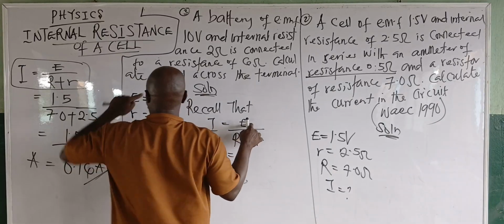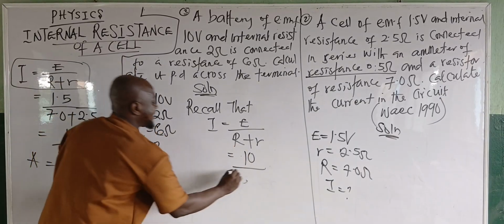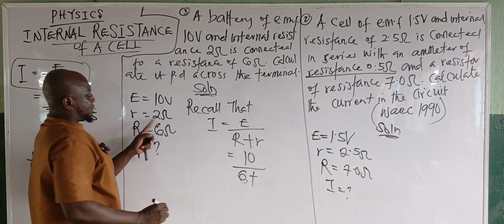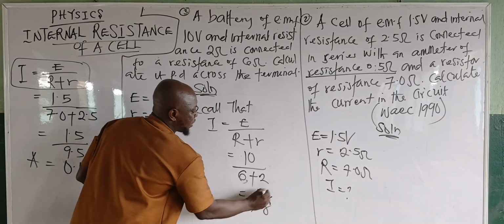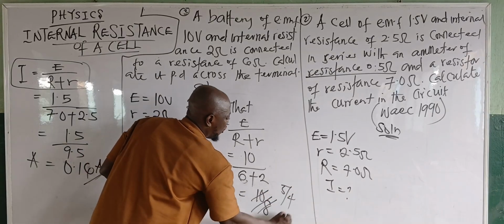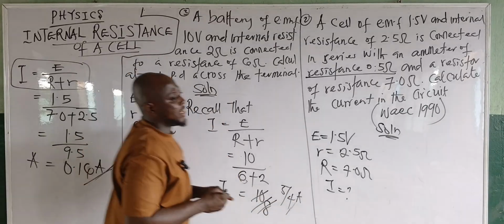So what is my E here? My E, which is my EMF, is 10. What is my R here? Is 6, plus what is my small r here is 2. So going forward, I have 10 over 8 here. So I can cut this one down, have 5 over 4 ampere. Remember, I've gotten my current here going further.